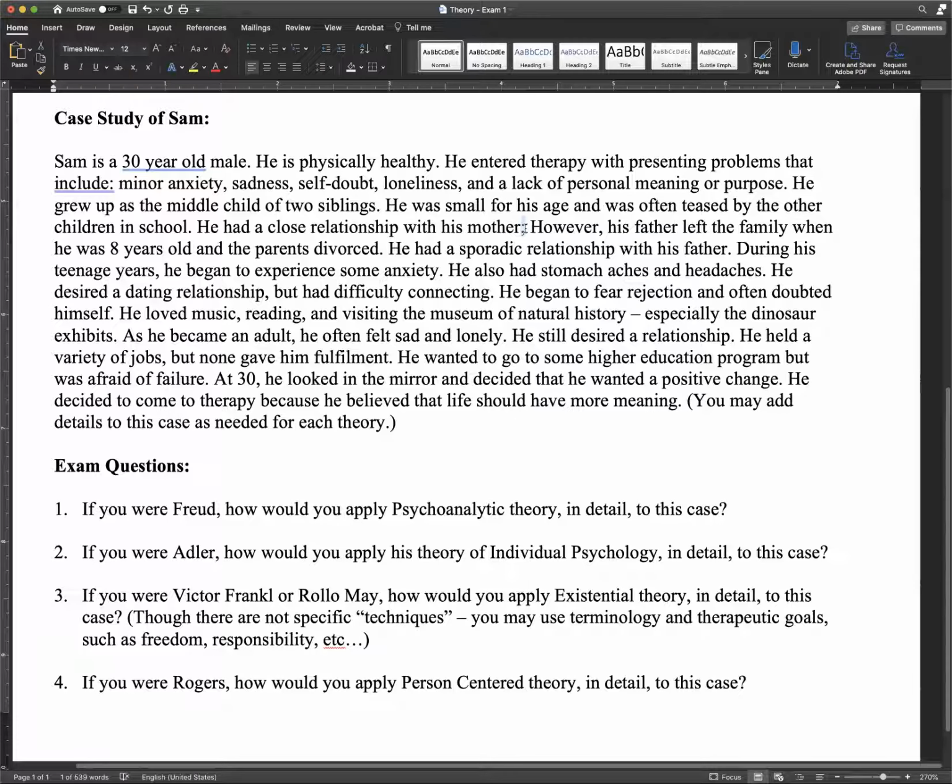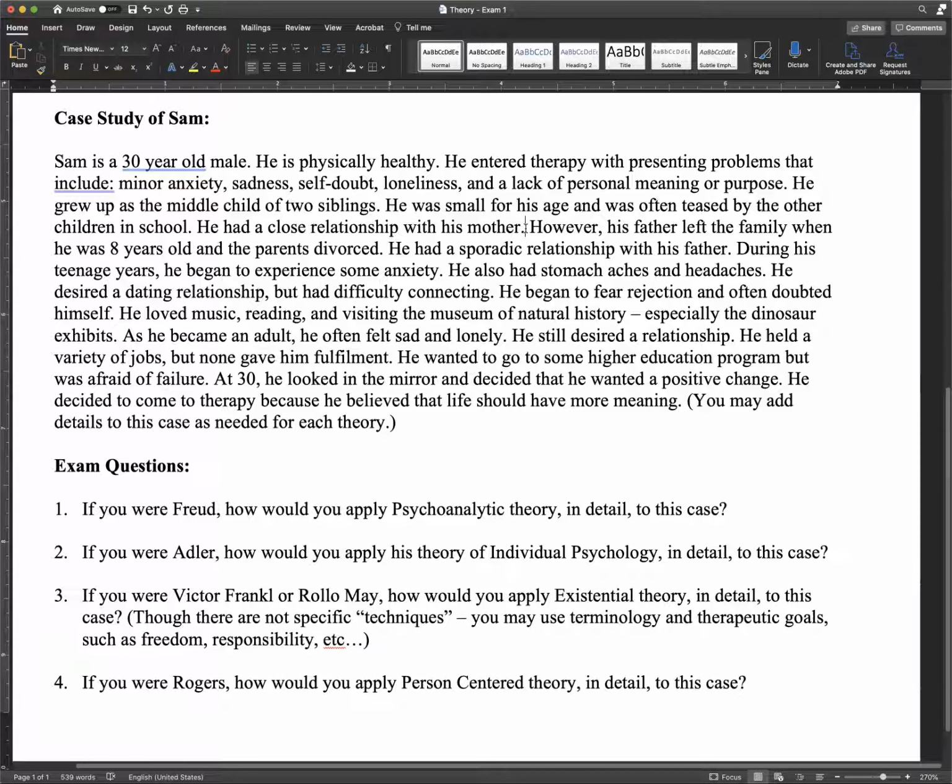I'm just making some minor corrections as I read it. And the parents divorced. He had a sporadic relationship with his father. During his teenage years, he began to experience some anxiety. He also had stomach aches and headaches. He desired a dating relationship but had difficulty connecting. He began to fear rejection. He often doubted himself. He loved music, reading, and visiting the Museum of Natural History, especially the dinosaur exhibits.